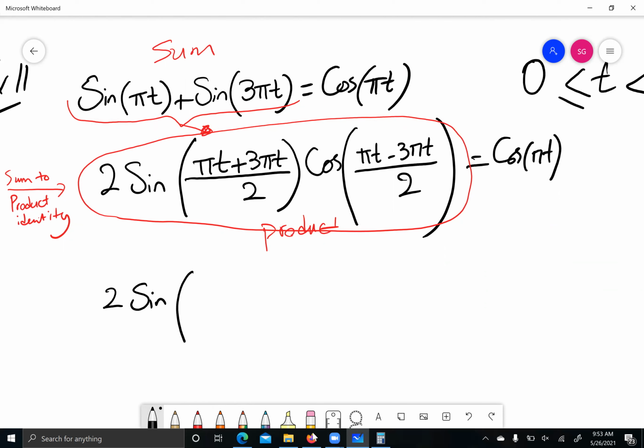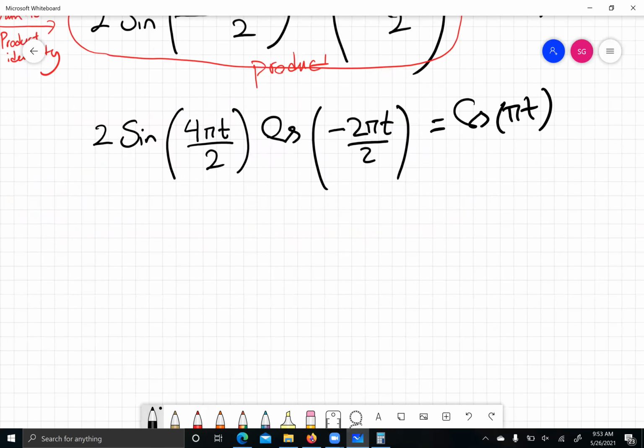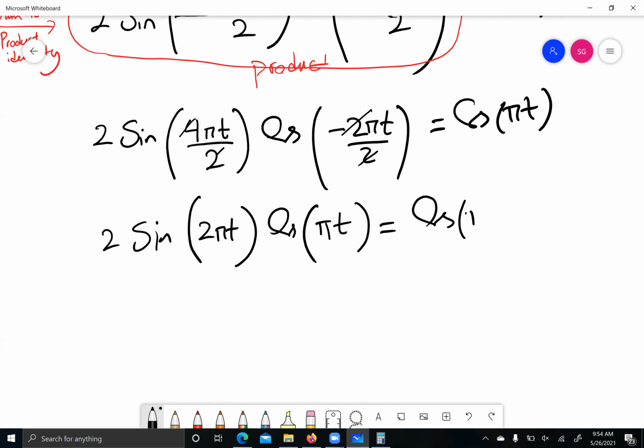So pi t plus 3 pi t is going to be 4 pi t divided by 2. And this is going to be negative 2 pi t divided by 2. What else? We can still simplify further, because this is going to be 2 pi t, and this is going to be this by this goes away, and cosine is an even function, so I can rewrite this as pi t times cosine of pi t, right?